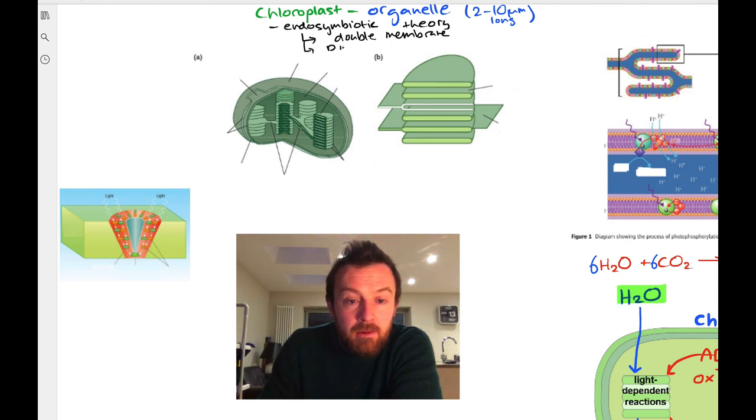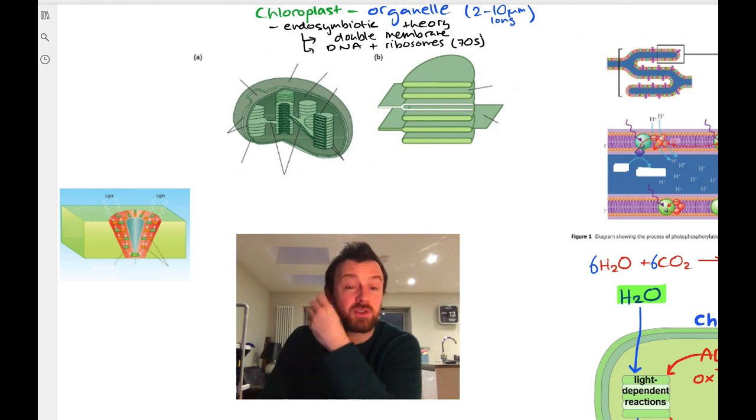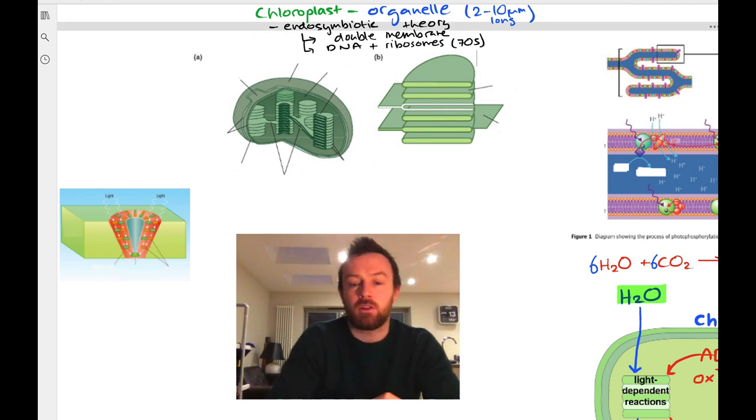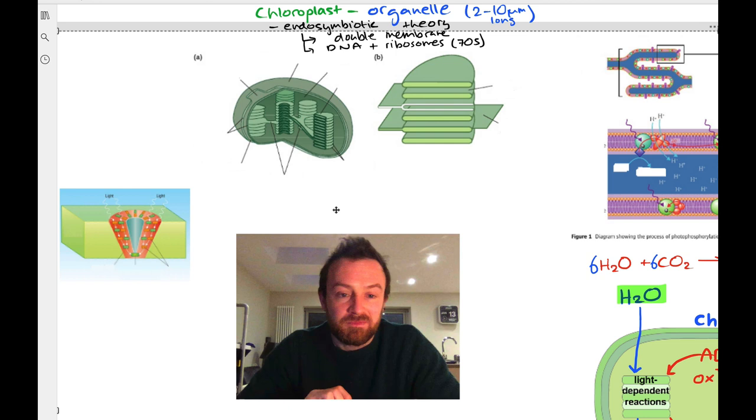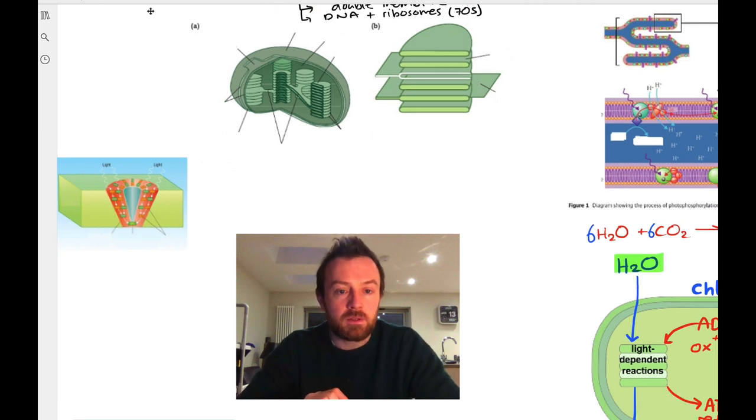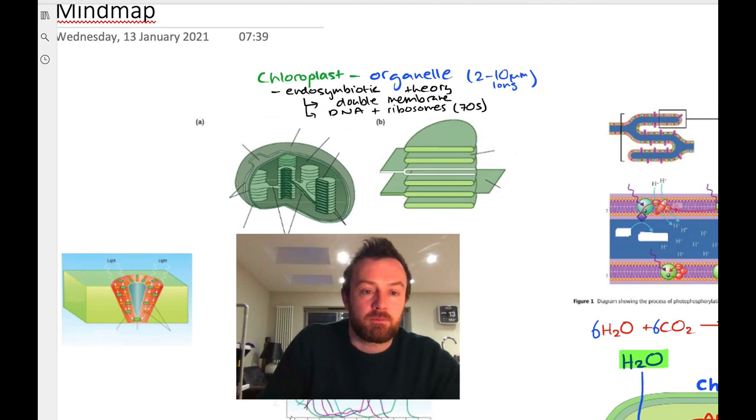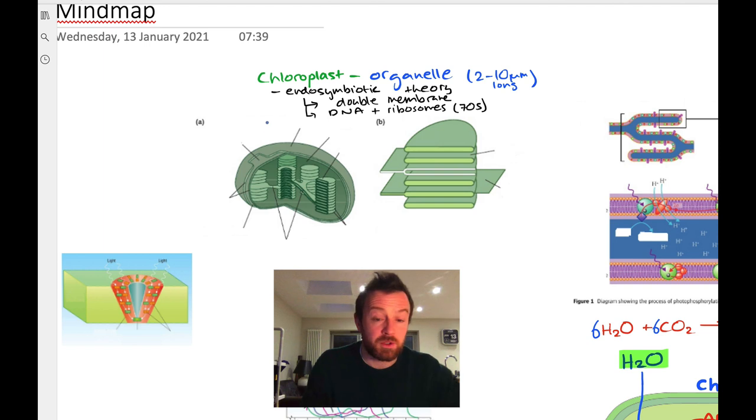We've got DNA, I'm going to put it over here, plus ribosomes. And those ribosomes are what's called 70S ribosomes, which means that they're sort of bacterial in style. They're bacterial style ribosomes. Okay. Now, let's actually label this thing, which is what I was going to do.